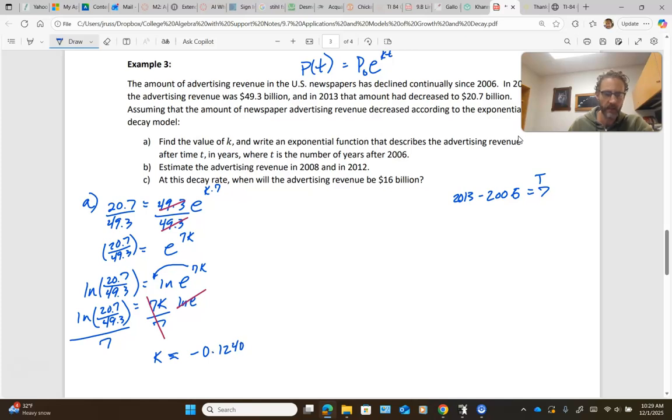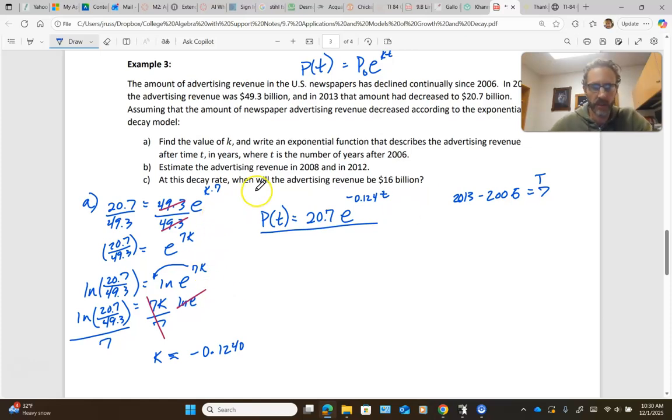1240. Okay. So that's our value of k. That's our growth, well, rate of decay in this case because it's negative. So now if I want to write this as a function of time, the initial revenue in 2006 is 20.7 billion times e to the, now we actually have a value for k. Okay, and I'll leave that 0 off, and then this will be t. Okay, so that is our function.